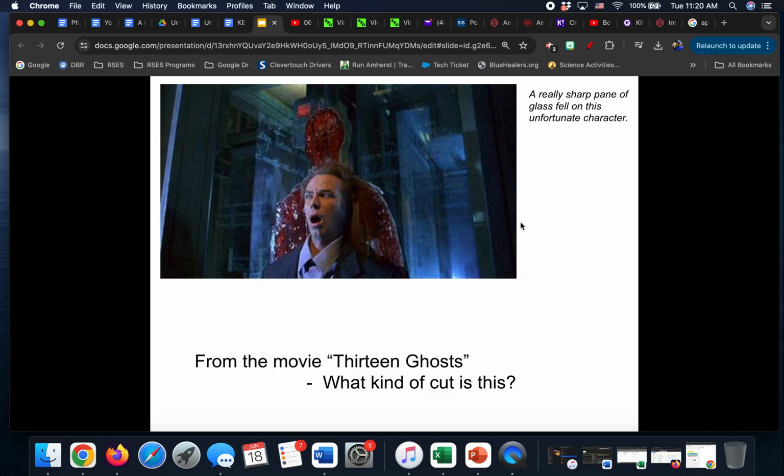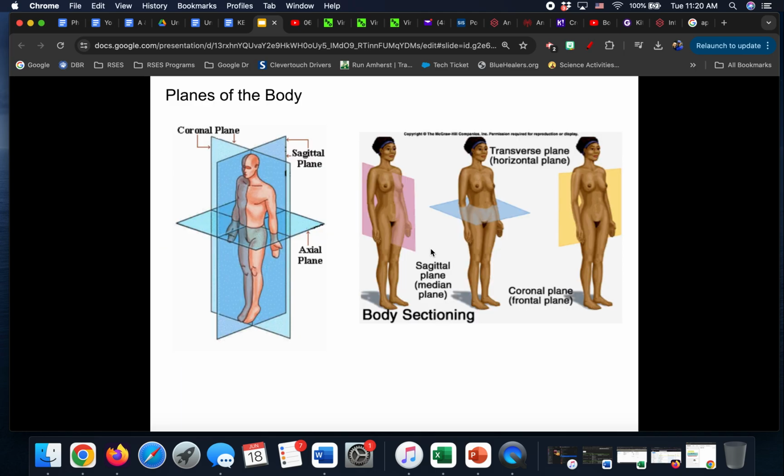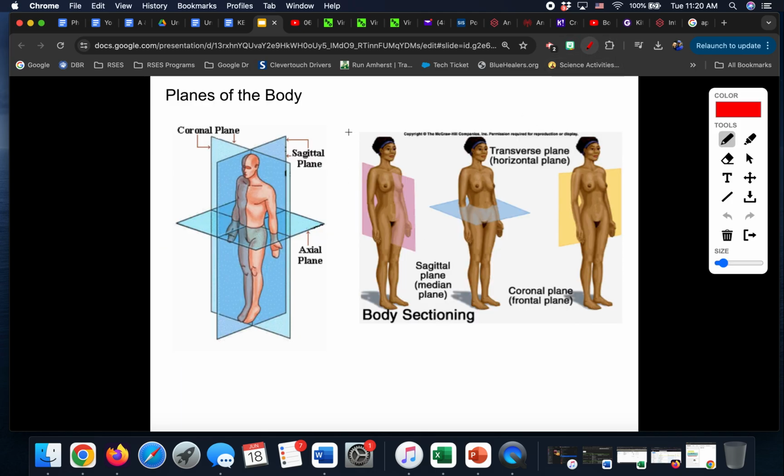So if you look here, this was a movie, pretty violent one. This guy got cut in half. But the question is, what kind of cut is this? Oops, sorry, I went the wrong way. So if we go back here, we can see he got cut like this, right down his body right there. So that would be like the piece of glass that cut him, so that would be a coronal cut.